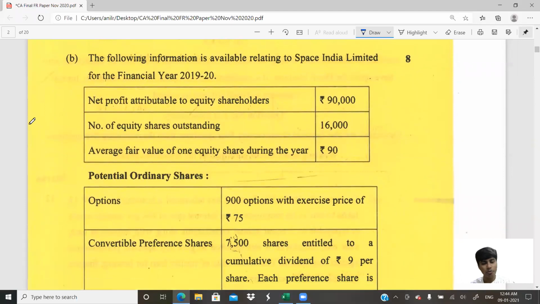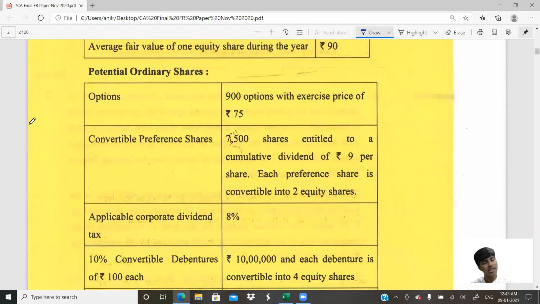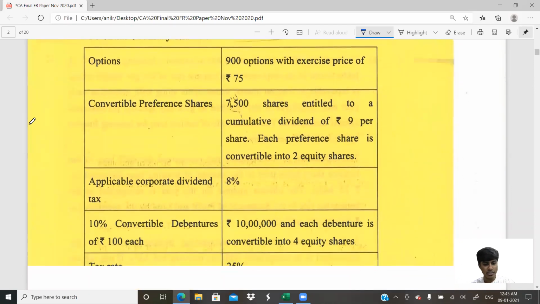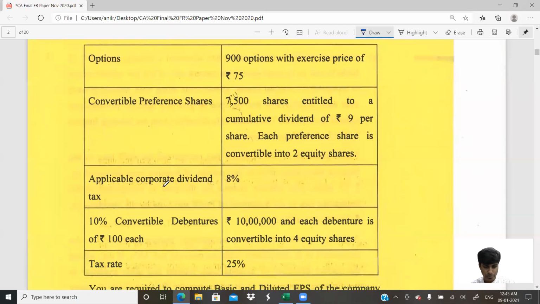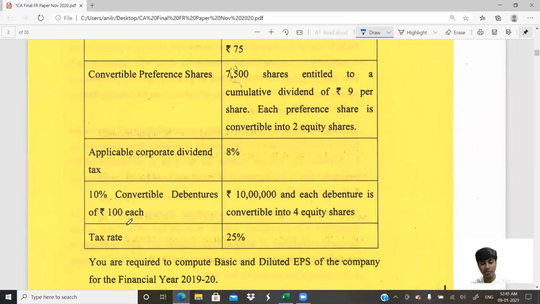So what are they given? Net profit attributable to equity shareholders 90,000. Number of equity shares 16,000. Fair value for each equity share is rupees 90. So looks like this is a question based on EPS. Potential ordinary shares: they've given options, convertible preference shares, applicable corporate dividend on convertible preference shares, and 10% convertible debentures.